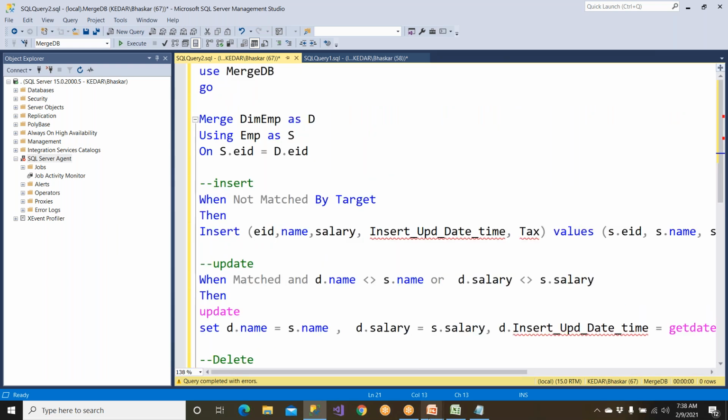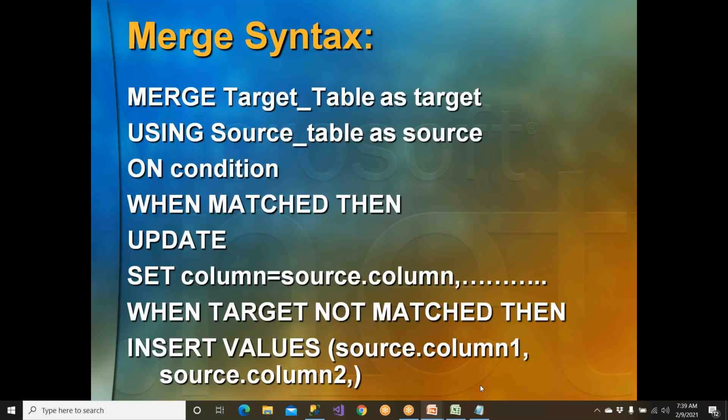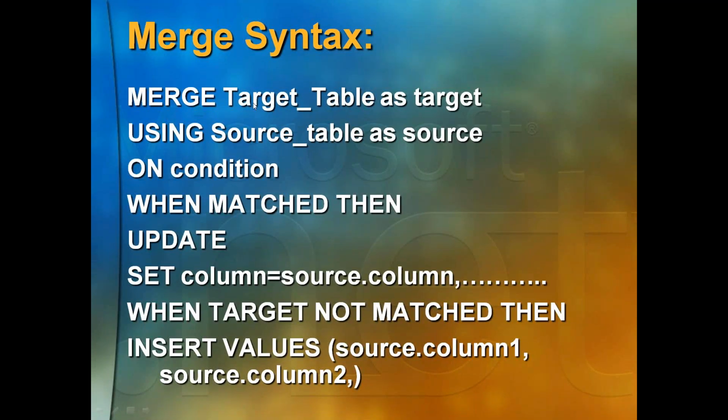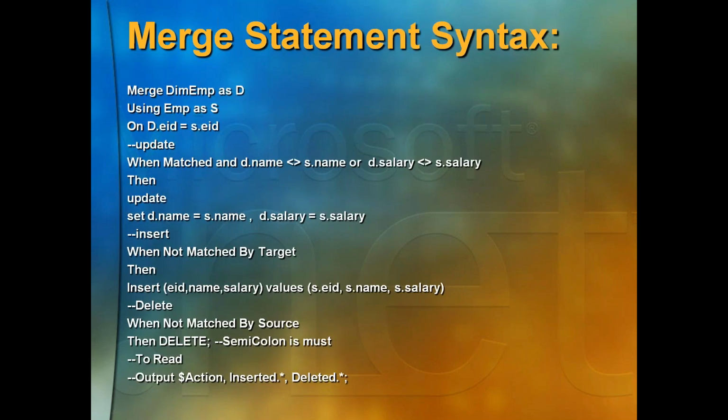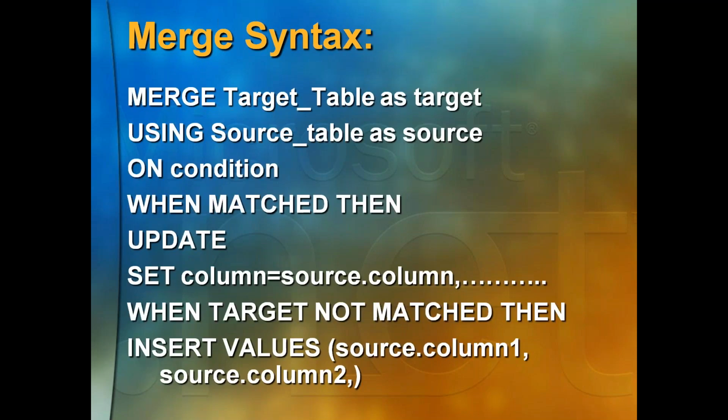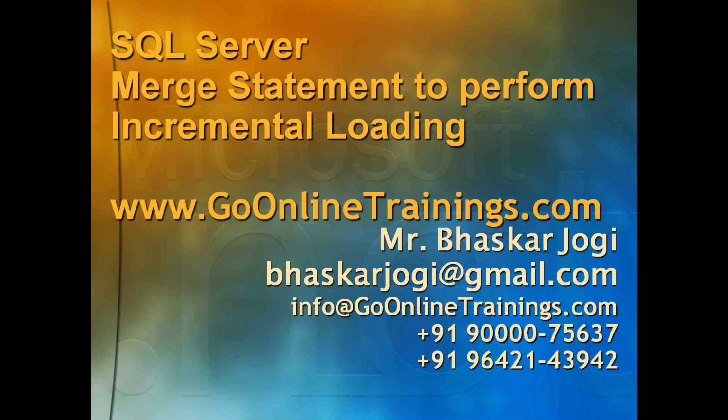Merge has a very beautifully given and very easy syntax. Merge target table as some alias, using the source table as some alias, on a condition. When matched, then update. When target not matched, then insert into this, with the source column names and values. Clear? You can also give the update statement if you want to have it. Clear, guys?